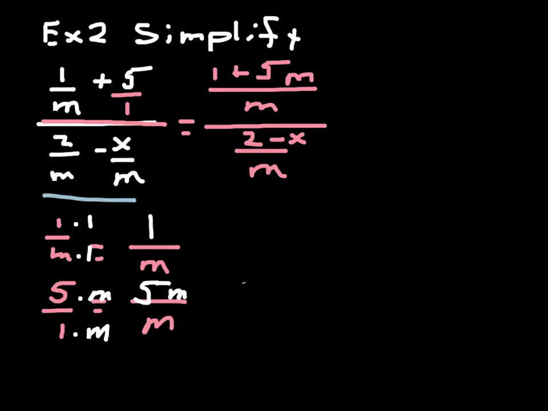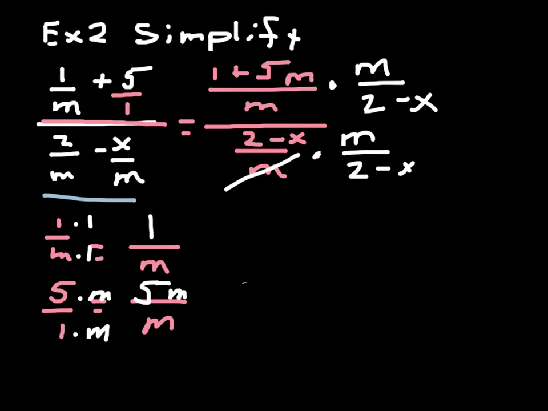So how do you simplify that? Well, you multiply the top and the bottom by the reciprocal of the bottom. So times m over 2 minus x. And I need to do that in the top also. So m over 2 minus x.